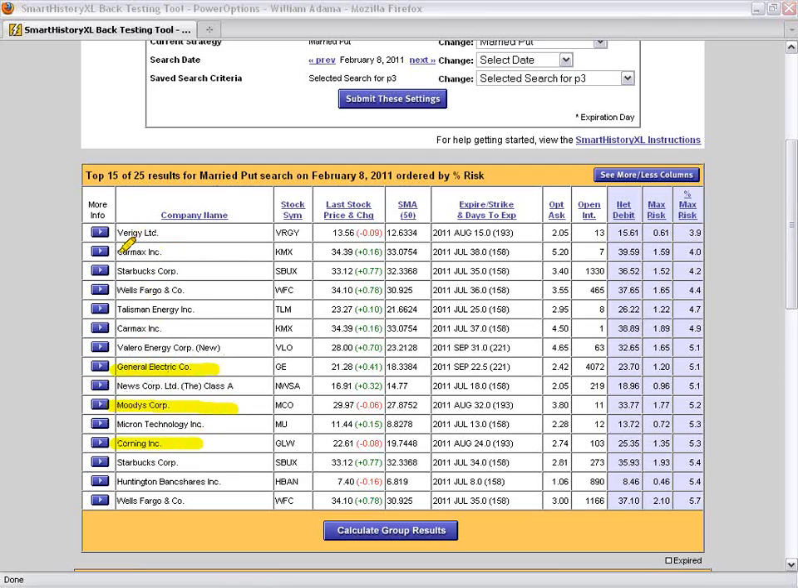But when we ran the search, I was focusing on the CarMax position, the Talisman Energy position, and the Valero position. And this one kind of makes me laugh. Valero was at $28, and it was a 31 put with a 5.1% at risk.